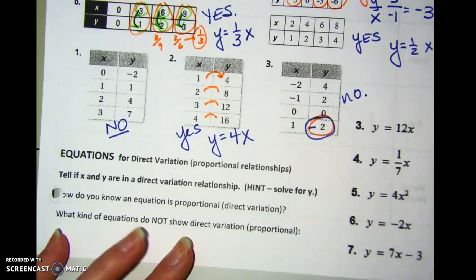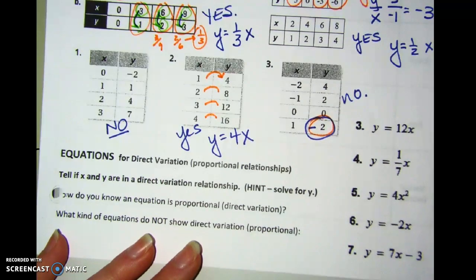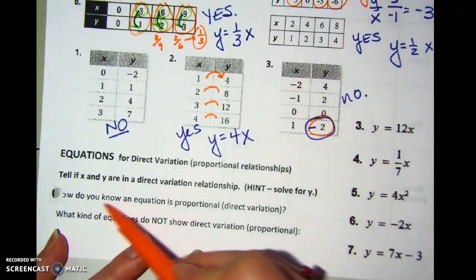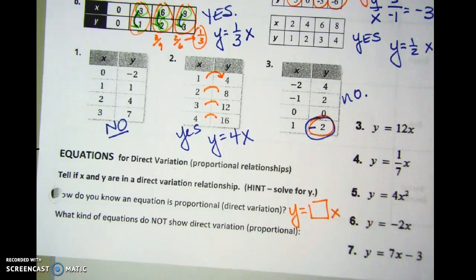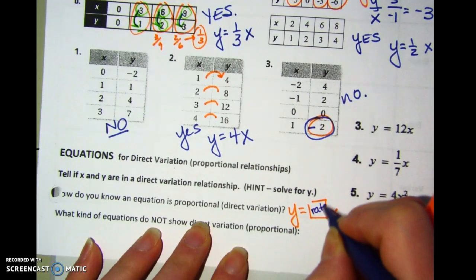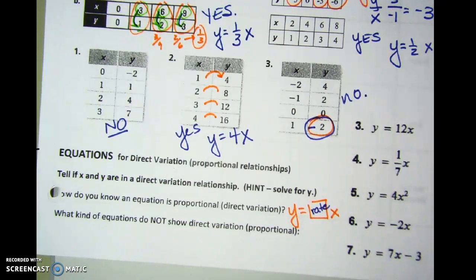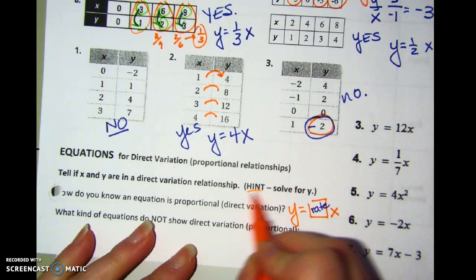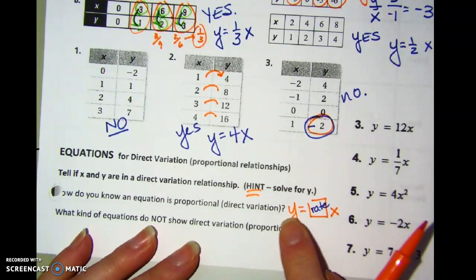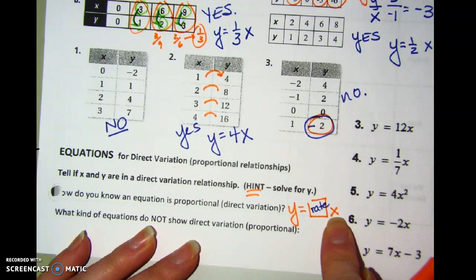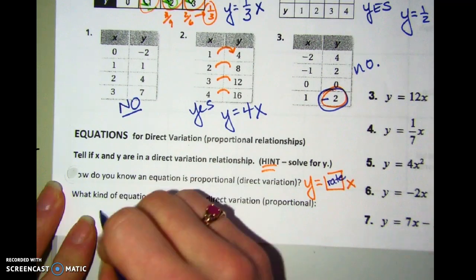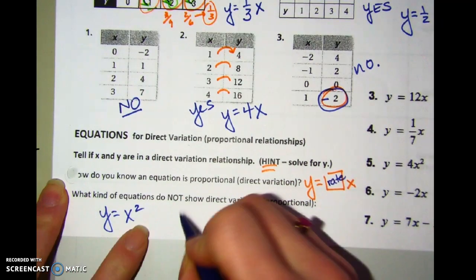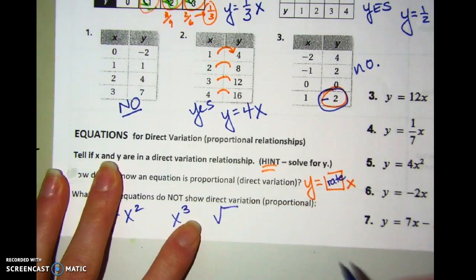Okay? All right. So let's go on to equations for direct variation. We already said, how do you know if an equation is proportional? Well, it's going to be y equals the rate times x, some number times x. If there's anything else in there, it's probably not direct variation. So a hint here is that it has to be solved for y. You have to be looking at an equation that says y equals, and then you can tell from there. So some things that are not direct variation or not proportional: if it has an x squared or an x cubed or a square root, that's not going to be direct variation.